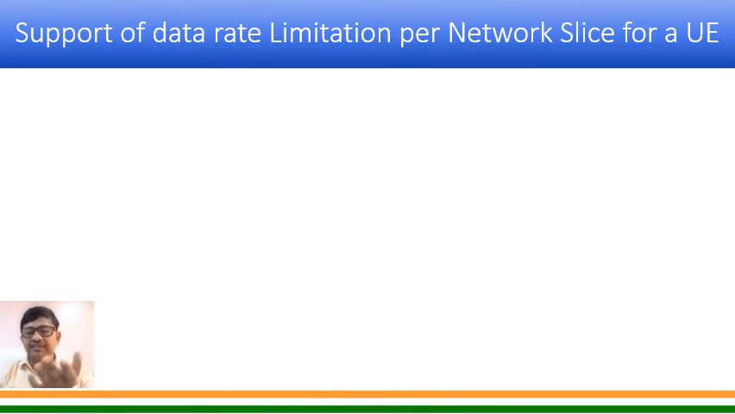So now in further releases, there is a concept of limiting the data rate or the maximum bit rate onto a slice for a UE. So suppose there is a slice, how much maximum data rate one UE can be allowed. You may have one PDU session or more than one PDU session onto that slice. So combinedly, how much data rate can be allowed onto that slice? That is called data rate limitation of that network slice.